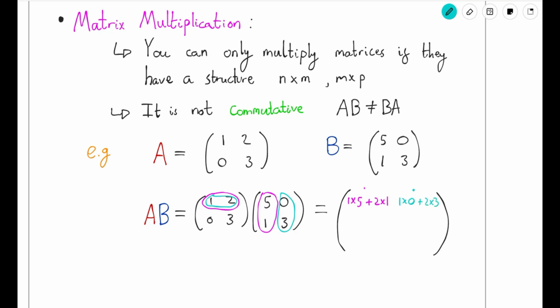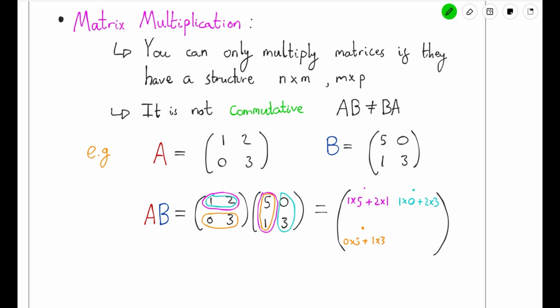Hopefully you're getting the picture now, but we'll go through the last two elements. To work out what goes in the second row first column of the result, we take the second row of A and multiply it with the first column of B. So we get a 0 times 5, and then we add a 1 times 3.